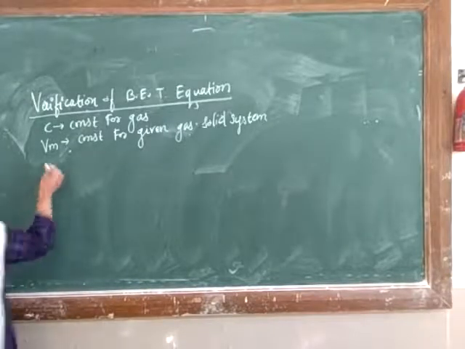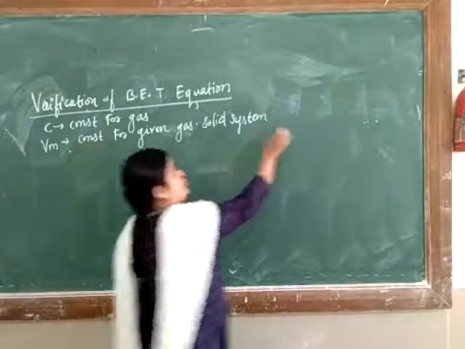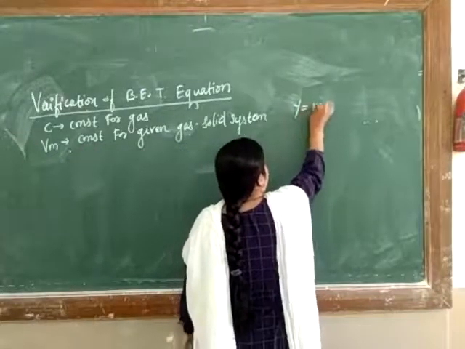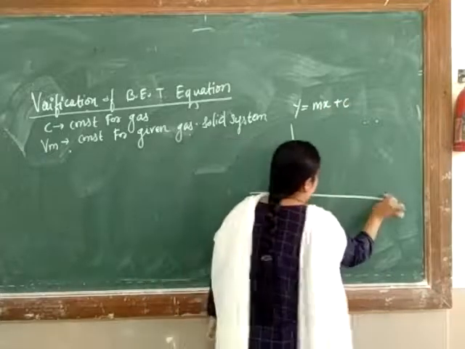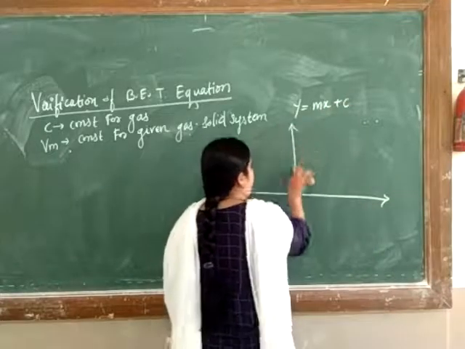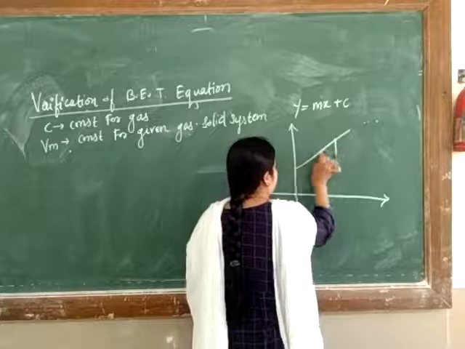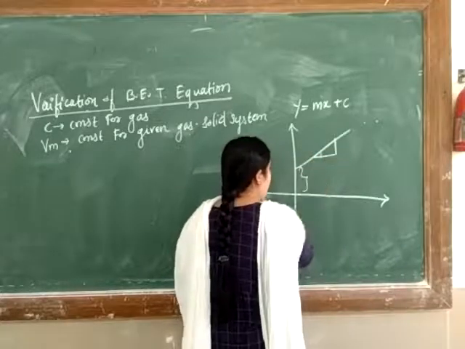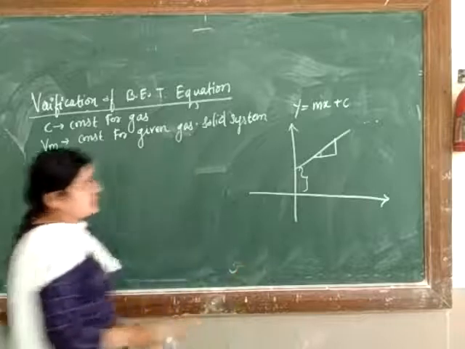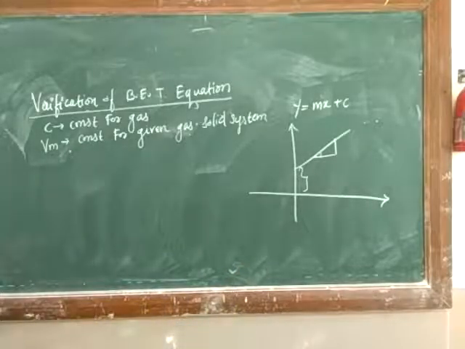Then the equation is also in the form of Y is equal to mx plus c. For that we have to plot a graph in this way, where this particular slope, this is our log k. Okay, we have to simplify the equation.